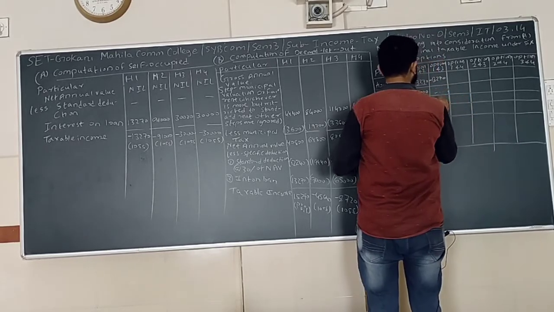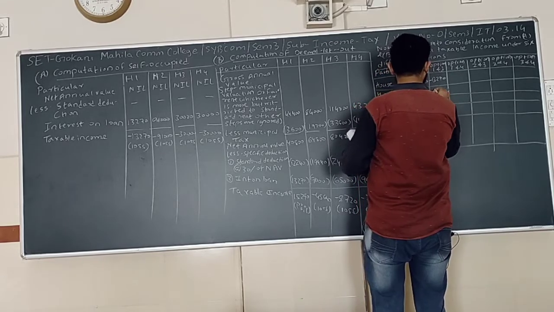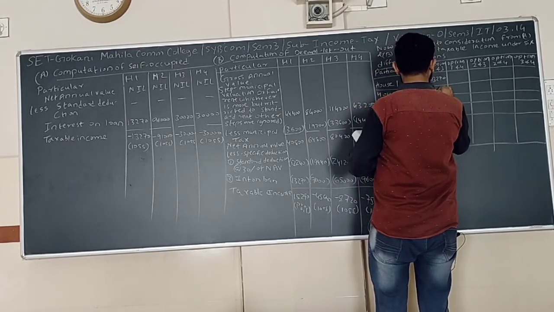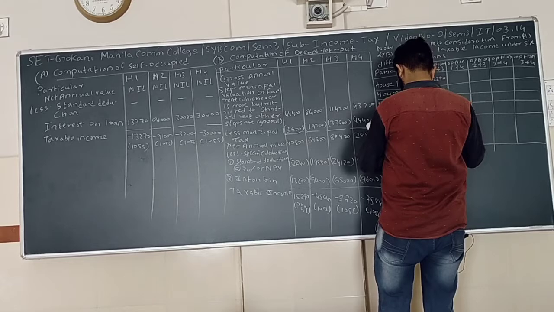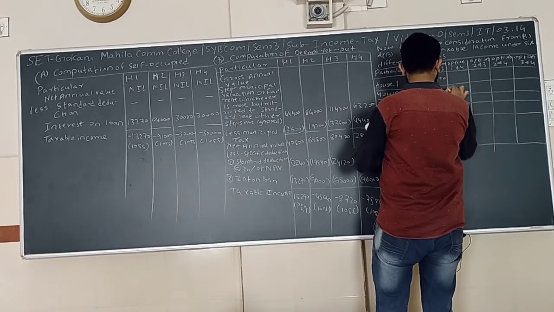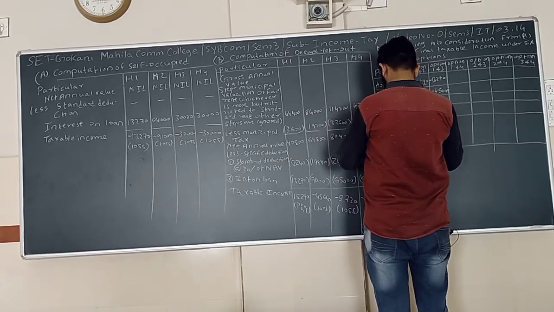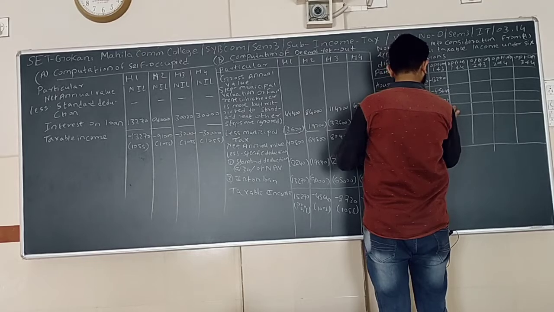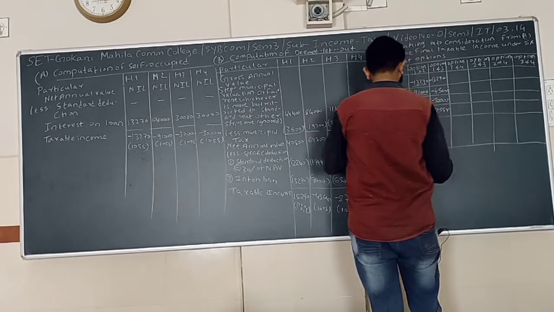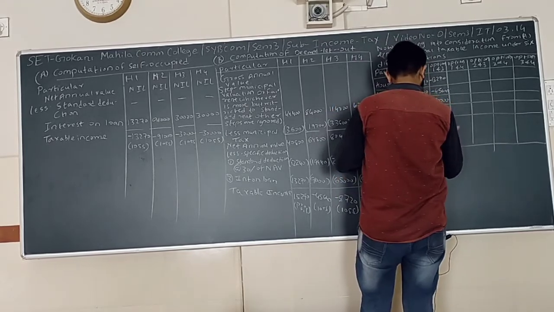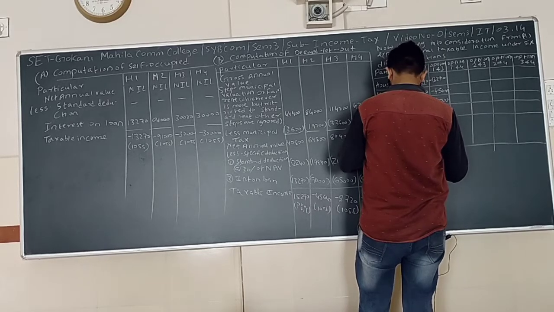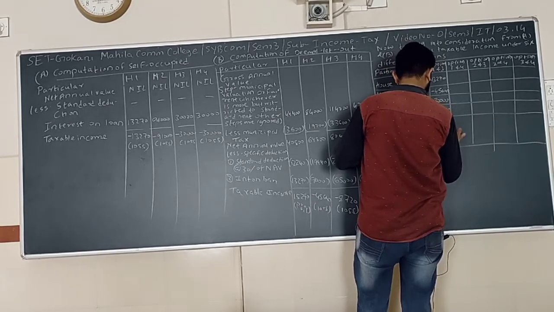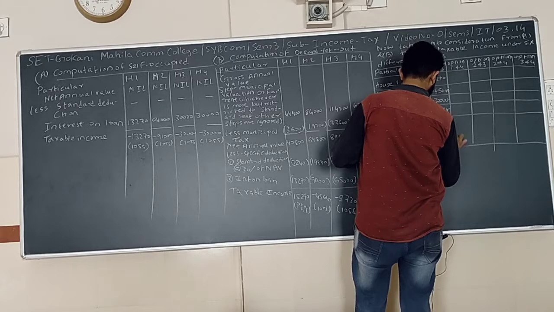House 3 is minus 30,000. House 2 is minus 45,640. And here the fourth part is minus 75,840. The total is going to be minus 1,64,000. 750 is also loss.